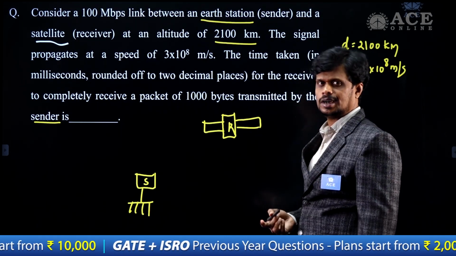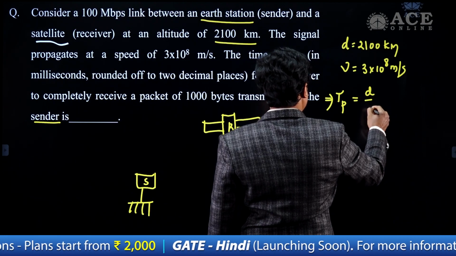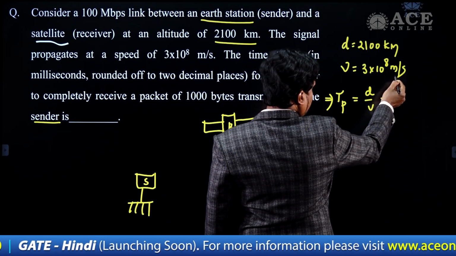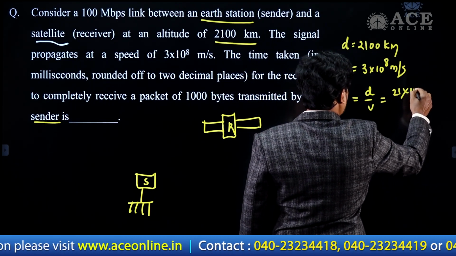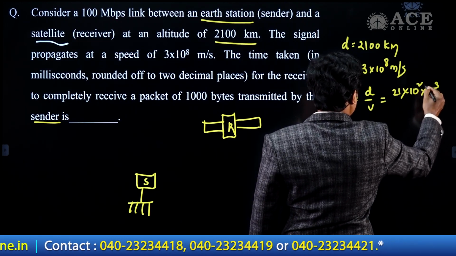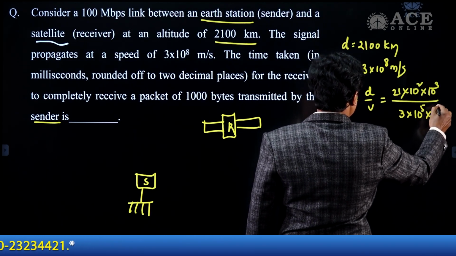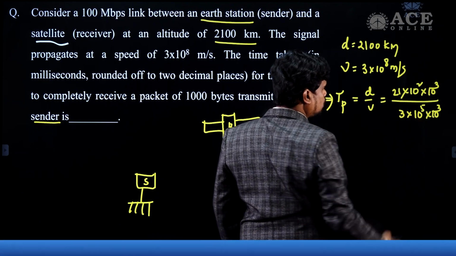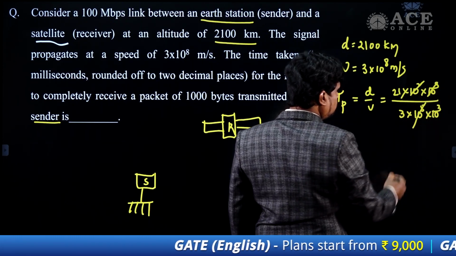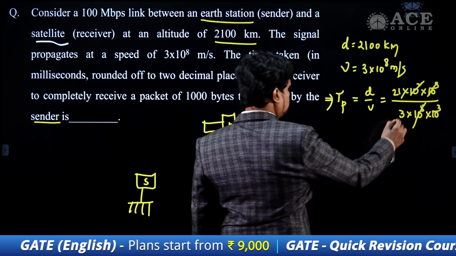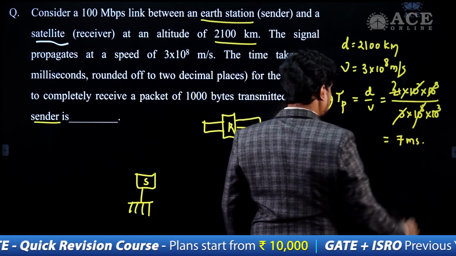So when D and V are ready, we can calculate the Tp. That implies Tp is equal to D by V. So what is the D? It is in terms of meters, this is in terms of kilometers. So converting this into meters: 21 into 10 square into 10 power 3 by 3 into 10 power 8. I am writing this 10 power 8 as 10 power 5 into 10 power 3. Now this is 10 power 2 plus 10 power 3, 10 power 5, so this is entirely cancelled. Then 21 by 3 is 7, so the Tp value we are getting is 7 milliseconds.